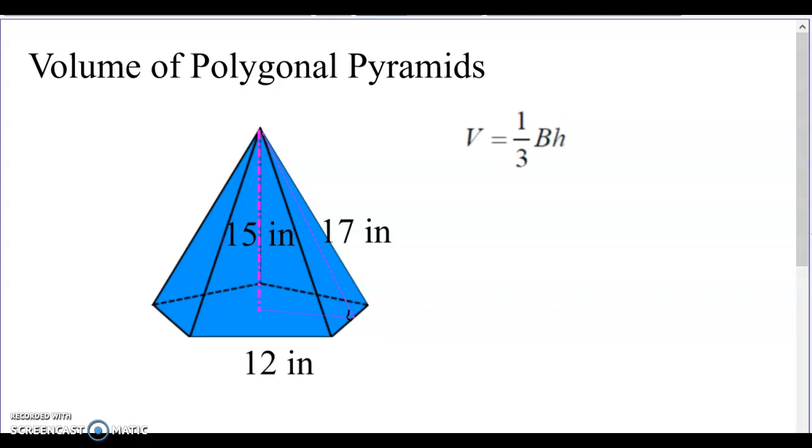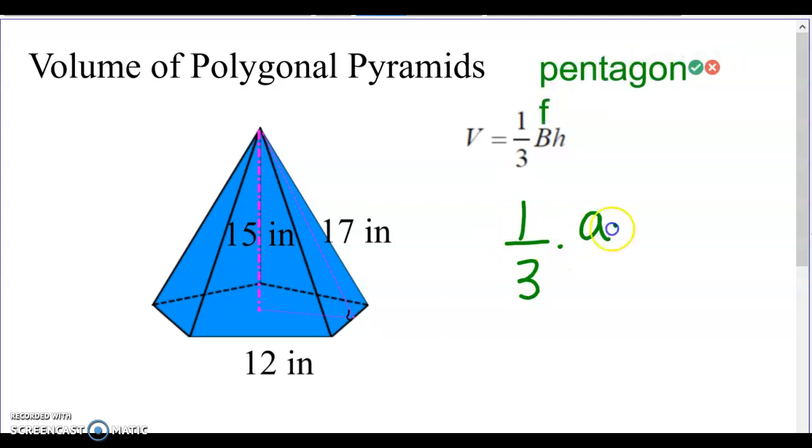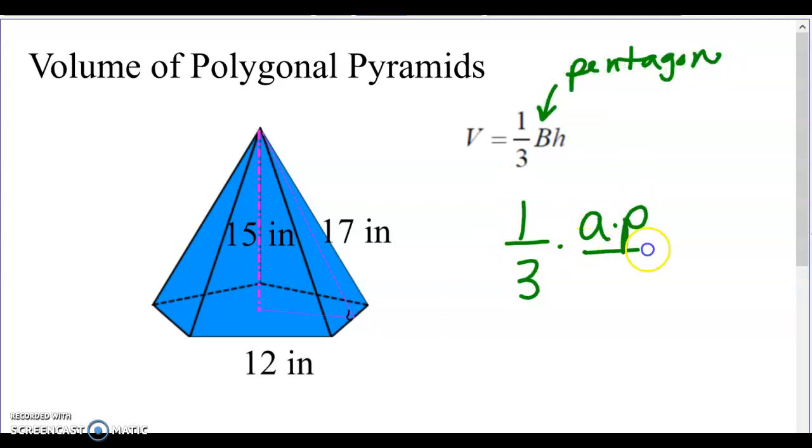All right, so on this one, we have a polygonal pyramid. So what shape is the base? It's a pentagon. So our base is a pentagon. So we want to find the area for a pentagon, which is apothem times perimeter divided by 2.